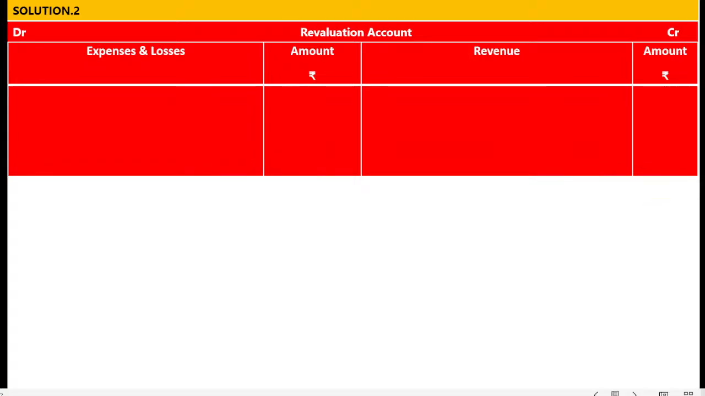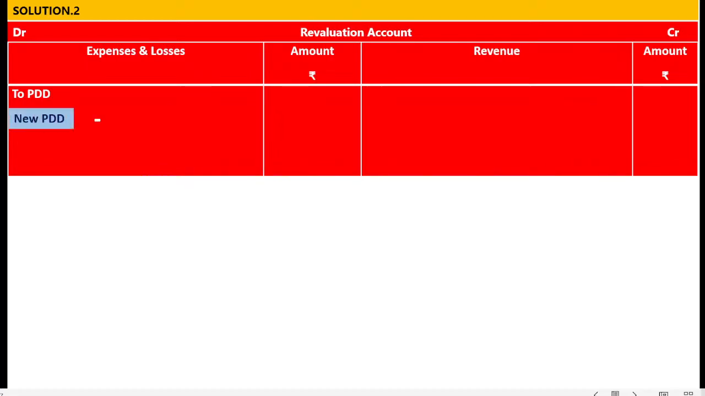Now as per the England system or British system, revaluation account is a nominal account. Provision for doubtful debts is a personal account, a representative account. So for increase in the PDD, revaluation account, a nominal account, is debited for the expenses and losses. PDD, a personal account, is credited, the giver. So what is the journal entry? Revaluation account debit to PDD. Check here. Revaluation account debit to PDD.